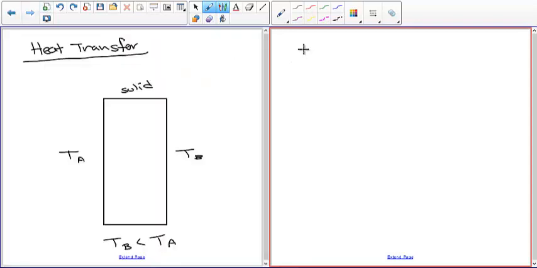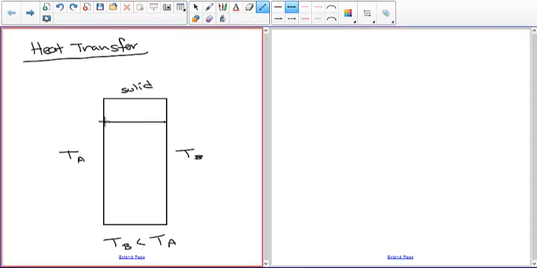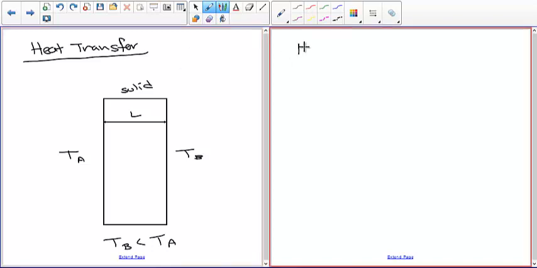The question we want to ask in this situation, and before we do that, there are two other things. There's the thickness of the object, which we'll call L, and there is some property which uses the letter K, and it's called the thermal conductivity. We'll figure out the units here in a second.